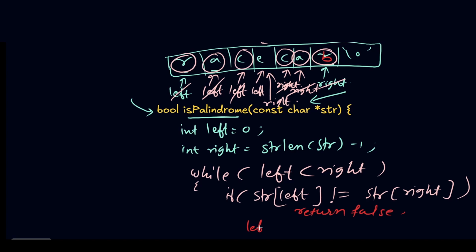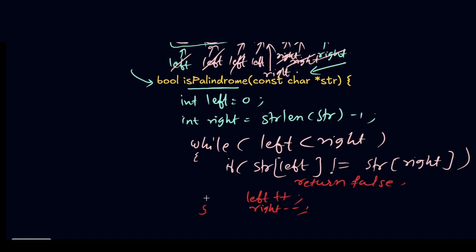Otherwise, we'll increment left by 1, left plus plus, and decrement right by 1, so right minus minus. If we come out of this loop, then we know for sure that all characters have been checked and they are matching. So the string is a palindrome, hence return true.